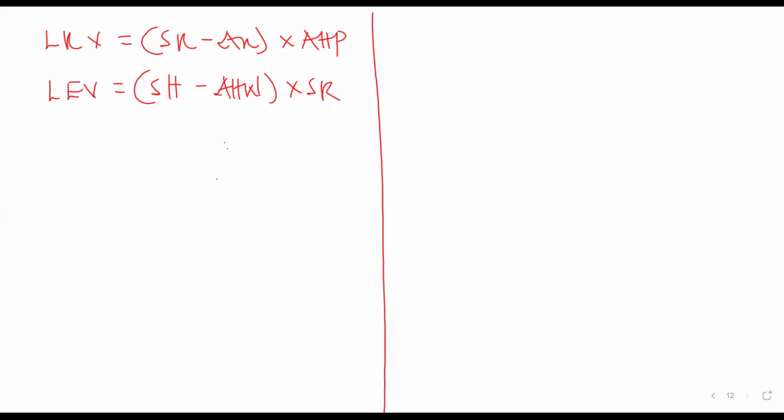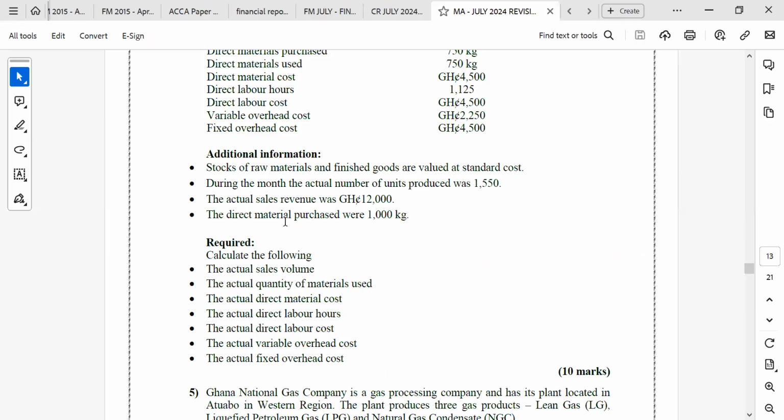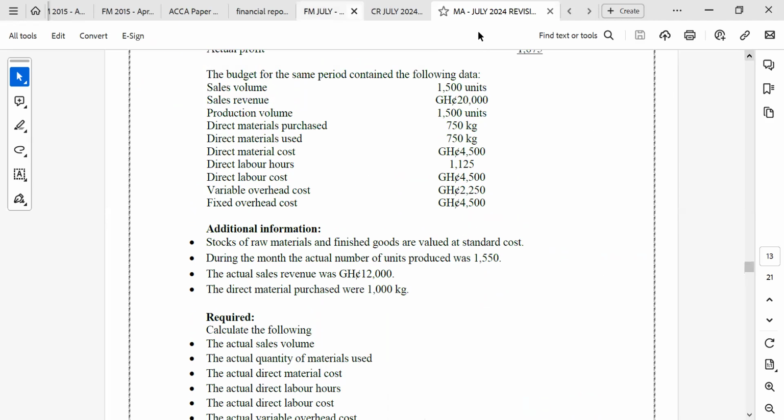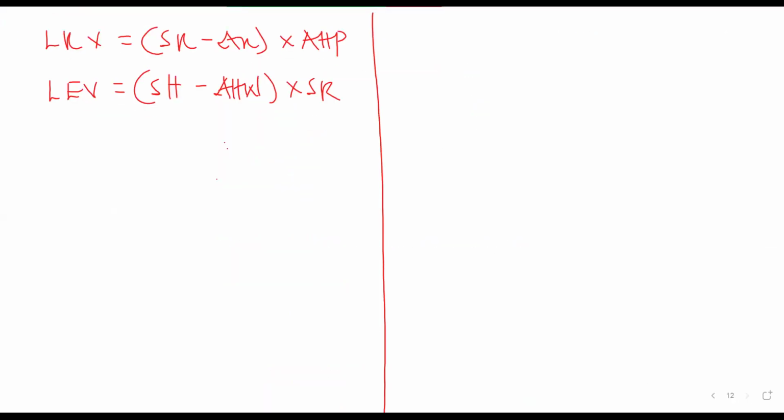Looking at this question, I'm not sure we can use the first one because we cannot calculate the actual direct labor hours over here, or the actual rate over here. So let's just stick to the efficiency variance. So what is the efficiency variance for the labor? The labor efficiency variance given to us is what?